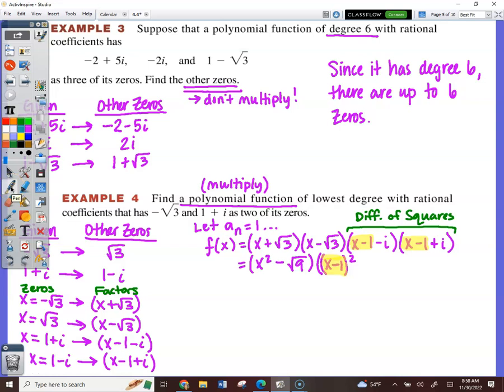I don't want to know what that is right now. I just put a square there. I'll deal with it in a minute. I want to get rid of these i's. And then last times last. Negative i times i is what? Negative i squared. Now I can go through and clean some stuff up. What's the square root of 9? 3. So this is actually x squared minus 3.